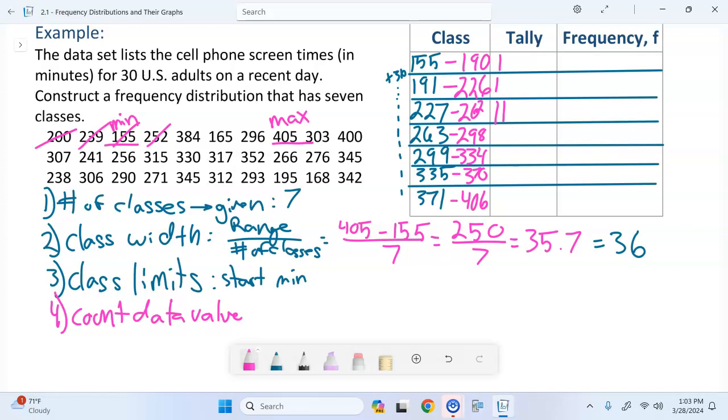How many do we end up with in our first group? Second group? How many in the third group? Fourth group? Next group? Sixth group? And last group? Now, add these up. What do you get?